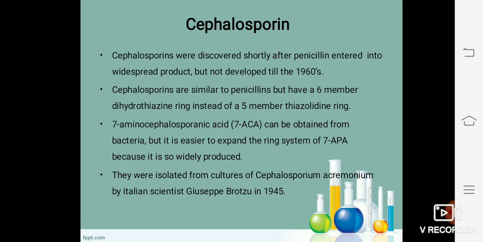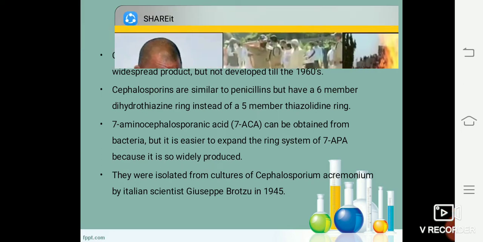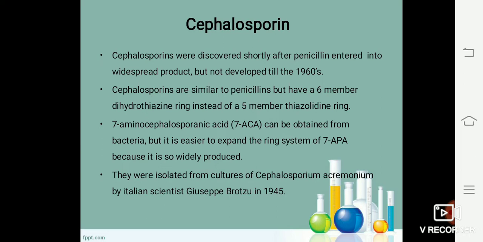Cephalosporins are similar to penicillin but have a 6-membered dihydrothiazine ring instead of the 5-membered thiazolidine ring. 7-aminocephalosporanic acid can be obtained from the bacteria, but it is easier to expand the ring system of the 7-aminopenicillanic acid because it is so widely produced. They were isolated from the culture of Cephalosporium acremonium by the Italian scientist Giuseppe Brotzu in 1945.